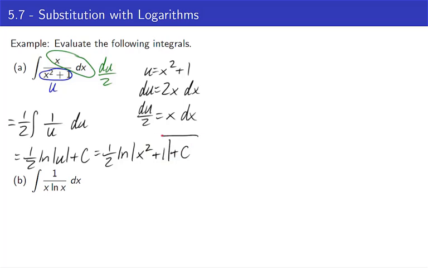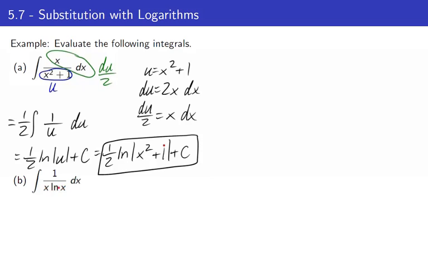plus c. I will tell you, there are some strange circumstances where you would be allowed to drop the absolute value, and this is one of them. The reason being is that x squared plus 1 is positive no matter what, so the absolute value doesn't really do anything here. Next example, 1 over x natural log of x.